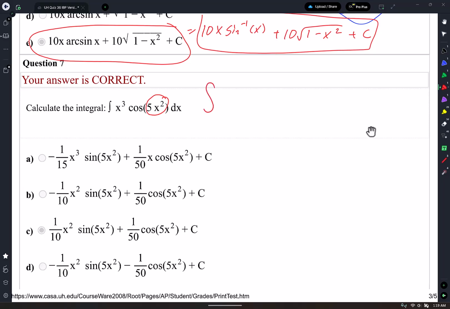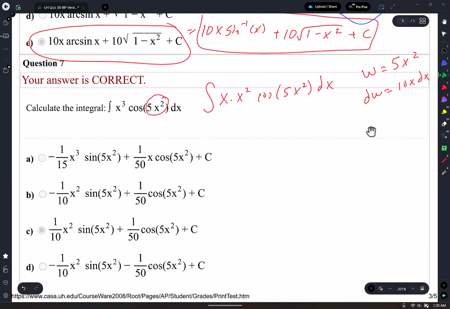So let's see, integral, and I'm going to break this down to x times x squared cosine of 5x squared dx. I don't want to call it u because we're going to be using u in a little bit. So I'm going to say w is 5x squared. Then dw is 10x dx. So I don't have a 10x dx, so I'm going to put a 10 and a 1/10. So then there it is, guys.